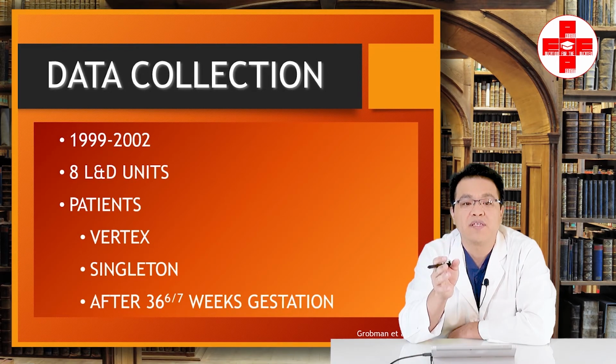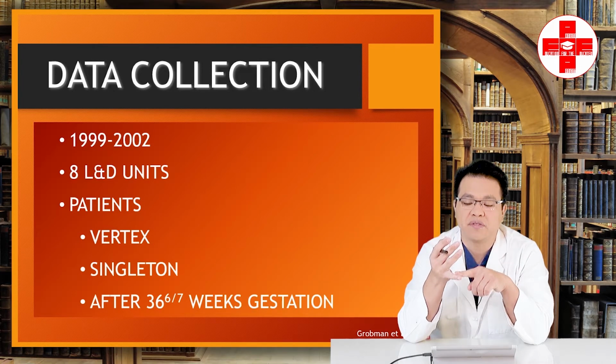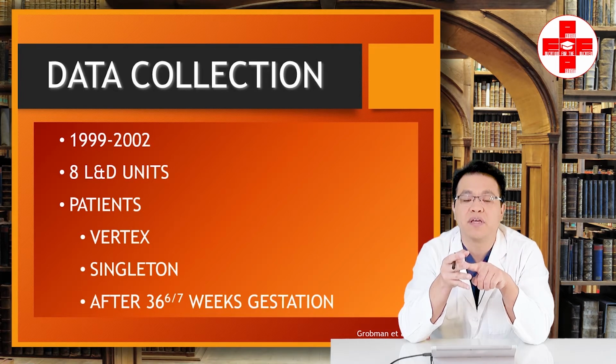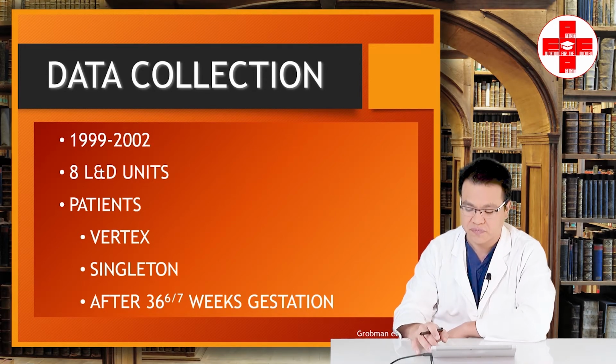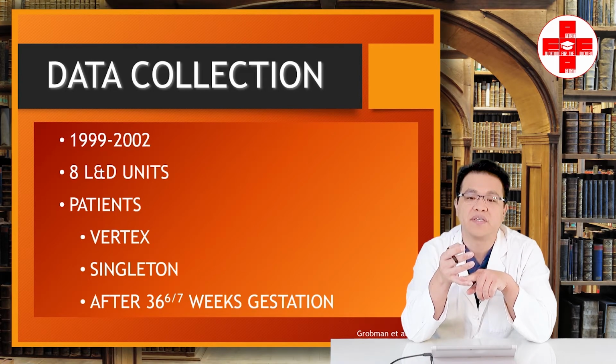This paper was based on several deliveries across 8 different labor and delivery units. All the patients had the baby in the head down position. They were a singleton pregnancy, meaning no twins or triplets, and they were all close to full term, being at least 36 weeks and 6 days in gestation. And they were all full term pregnancies at 37 weeks of gestation at least.